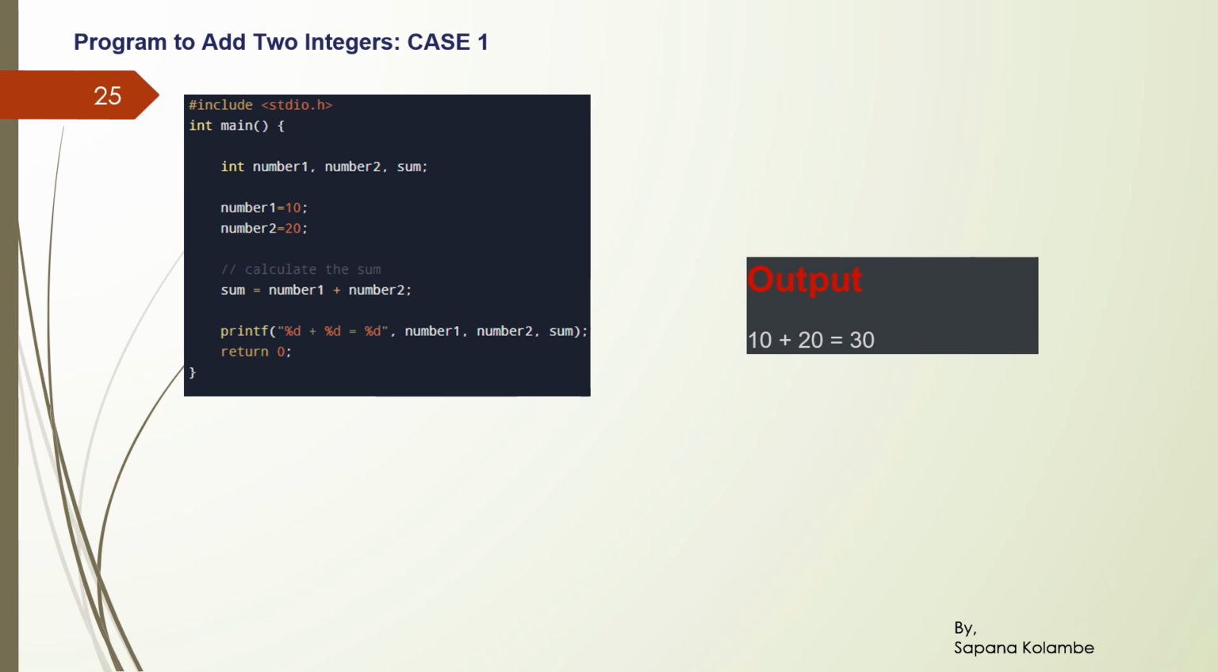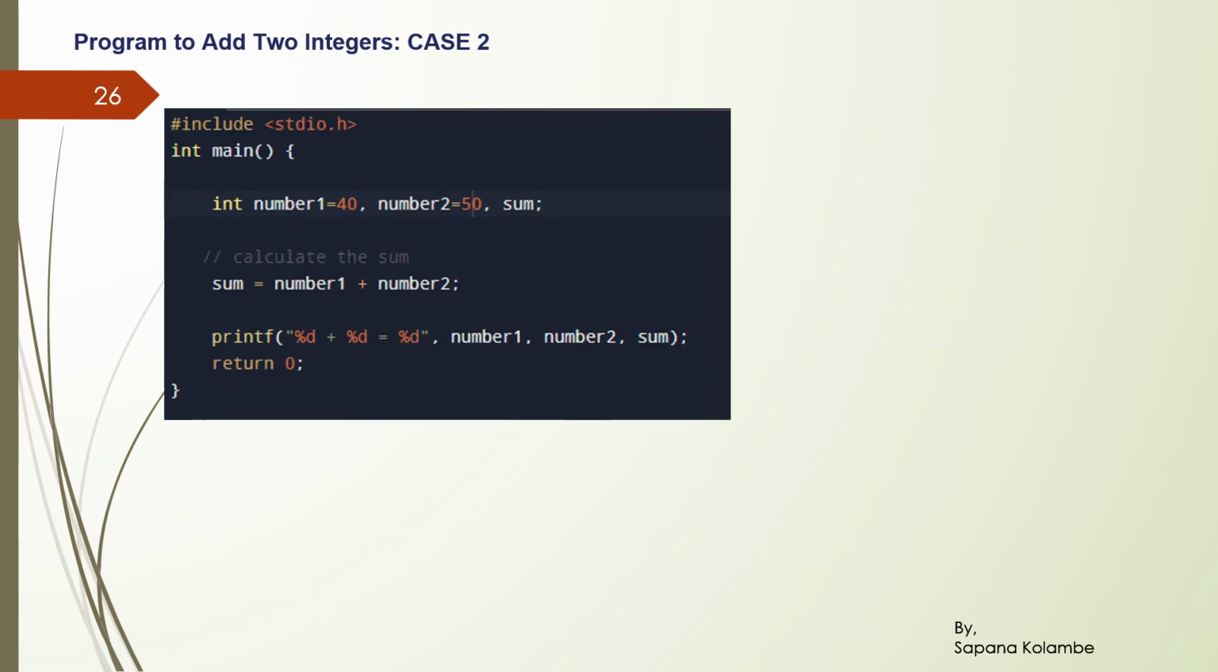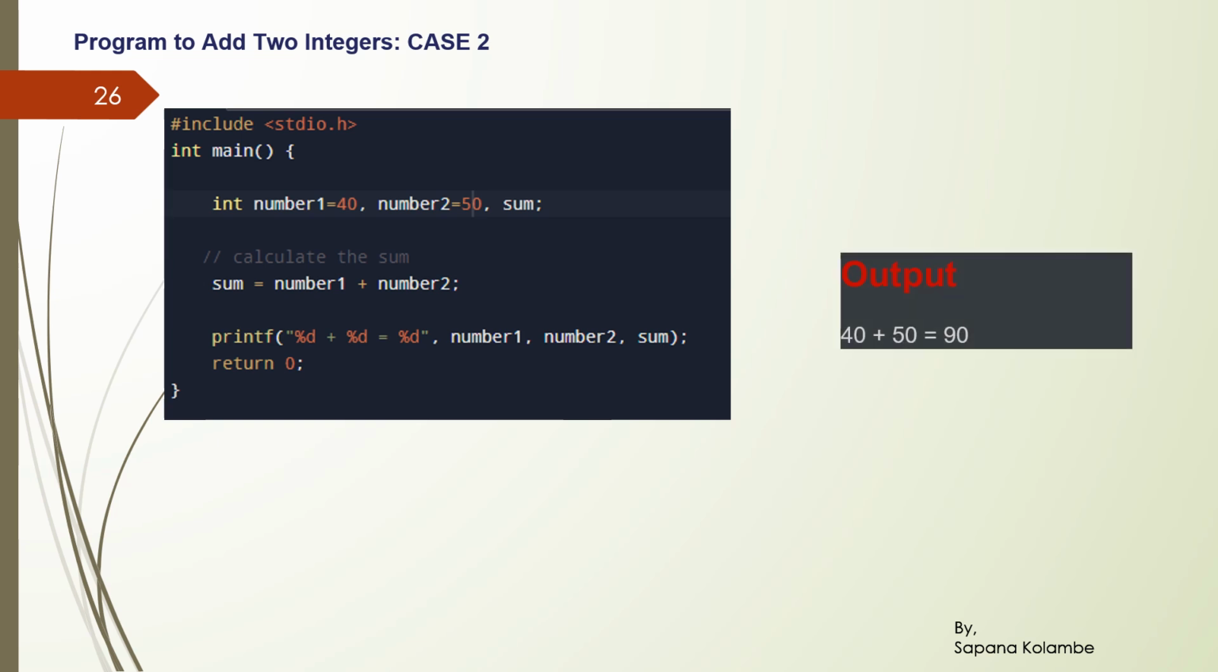So this is case 1, where we have created 3 different variables, assigned them and displayed the result. Now in case number 2, we create the variable and do the assignment in the same statement. So integer number 1 equal to 40, number 2 equal to 50, and then we create one more variable, sum. Sum equal to number 1 plus number 2. So it will display 40 plus 50 equal to 90. So this is your second case.